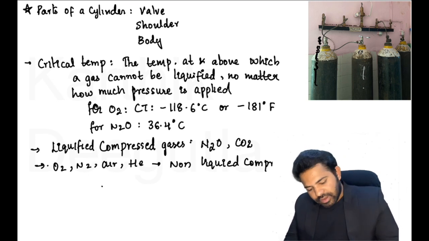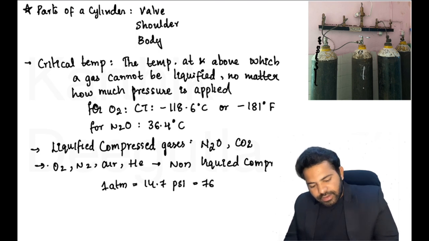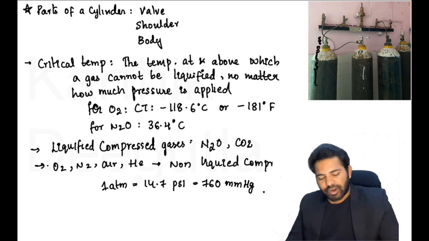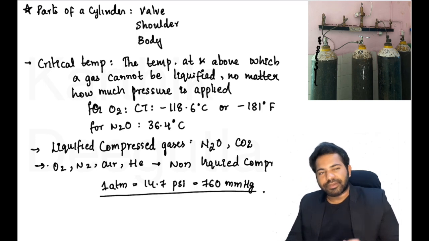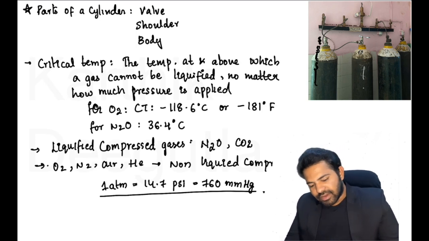Alright. Now you just have to know that 1 atmosphere is 14.7 pounds per square inch, which is equal to 760 mm of Hg. Sometimes there can be questions on Boyle's law in NEET PG or INICET examinations. So if you know this basic equation, you can solve some problems based on Boyle's law for anesthesia or gas cylinders. Alright.